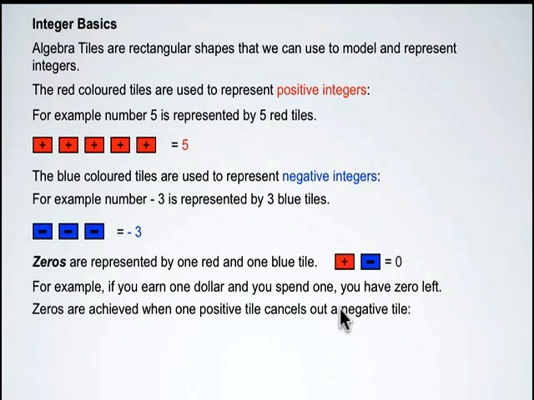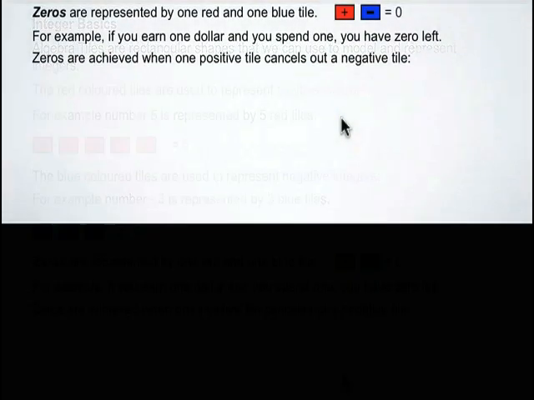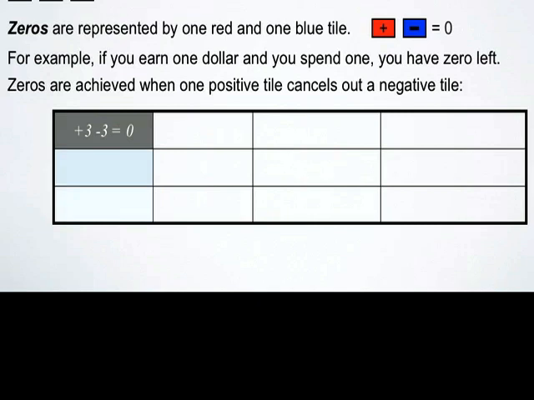So because it is 0, we can in fact think about it as a positive tile canceling out a negative tile. And this does have to happen in pairs, 1 red per 1 blue. If I look at positive 3 and negative 3, positive 3 would be 3 red tiles, negative 3 would be 3 blue tiles, and I have 1 zero, 2 zeros, and 3 zeros that cancel out. After I do that, I do not have anything left, so that positive 3 and negative 3 does equal 0.